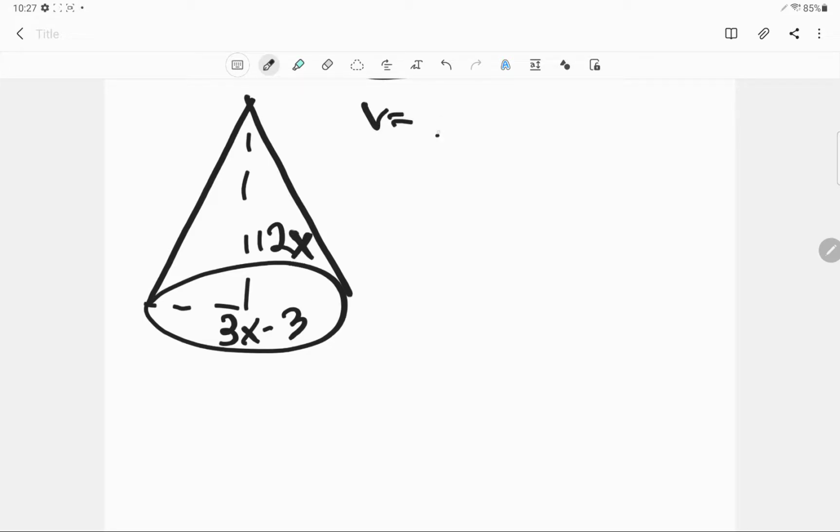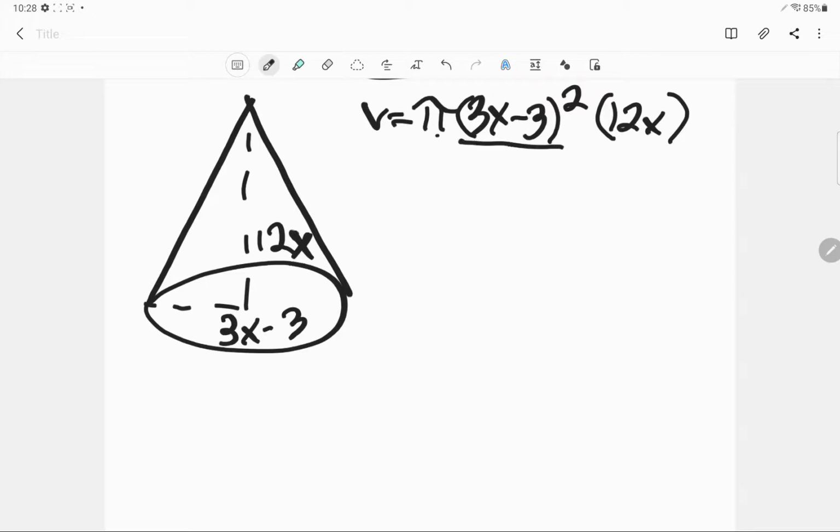I'm going to have pi times (3x minus 3) squared times 12x. What's going to happen now is that I'm going to actually have to expand my binomial. You can do it two different ways. You can do it the quick method, but for this example, I'm just going to do the FOIL method, just because I like doing it, that's what I'm comfortable with, and it works for me all the time.